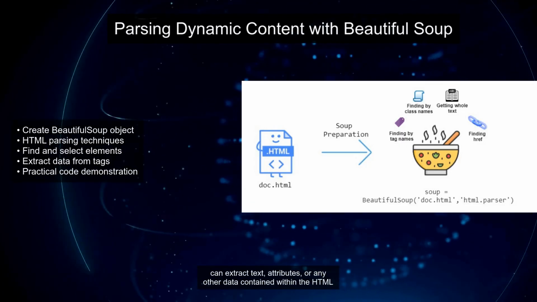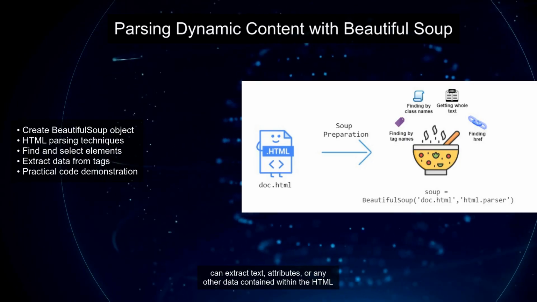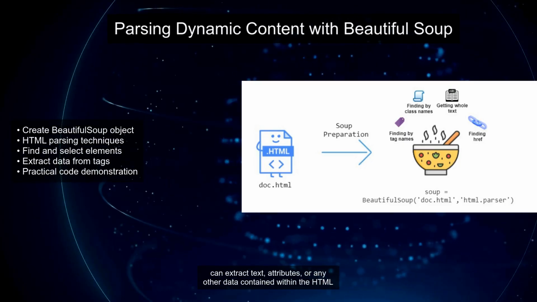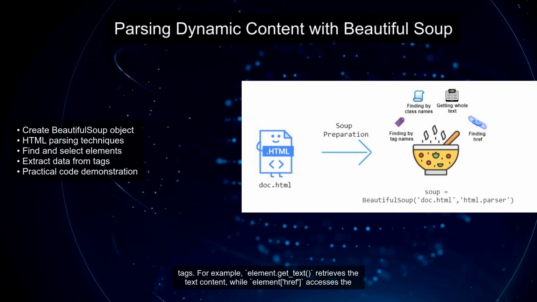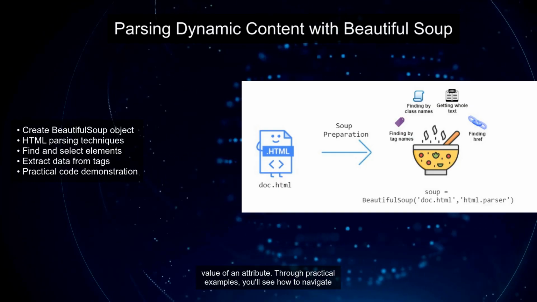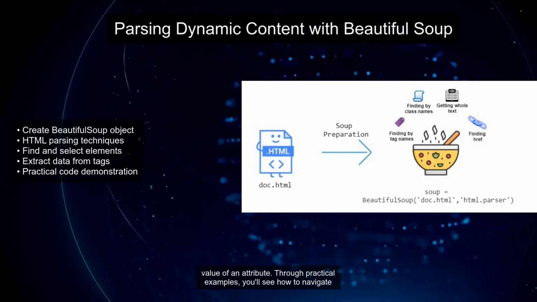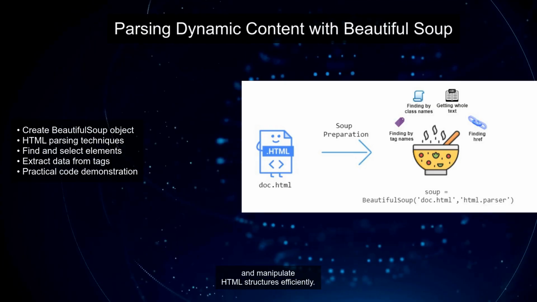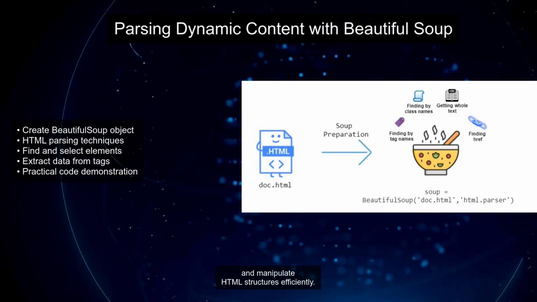Once you've identified the elements you're interested in, you can extract text, attributes, or any other data contained within the HTML tags. For example, element.get_text() retrieves the text content, while element['href'] accesses the value of an attribute. Through practical examples, you'll see how to navigate and manipulate HTML structures efficiently.